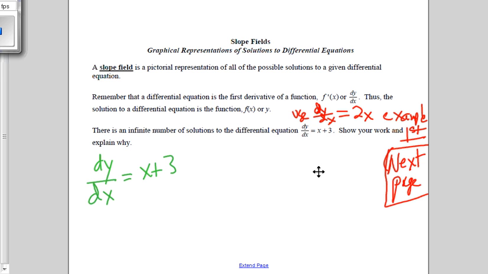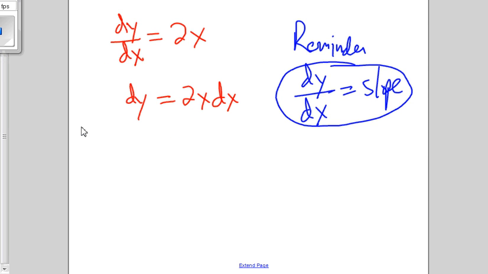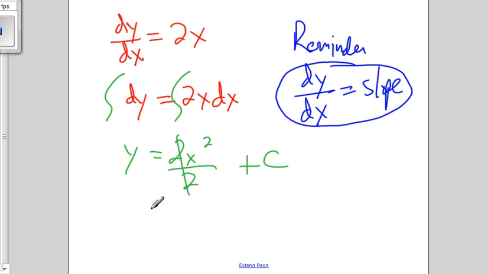Show your work and explain why. So I'm first going to do this example, dy dx equals 2x, just so we can talk about this. Let's remember what dy dx means. It means the slope. So what has a slope of 2x? If I did what I just did in separation of variables in day 60, I would bring the dx over, and now we would take the integral of both sides. So y equals 2x squared over 2 plus c. Our general solution of the function would be x squared plus c.